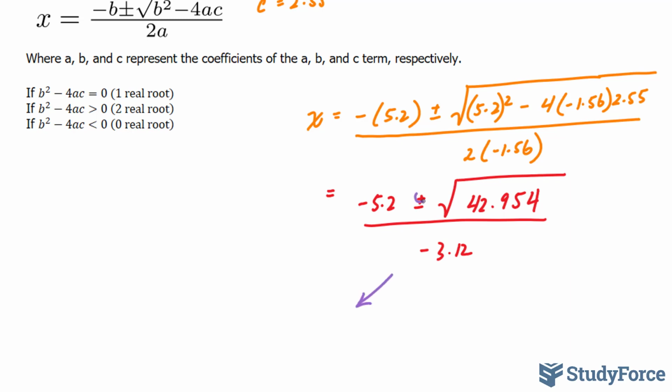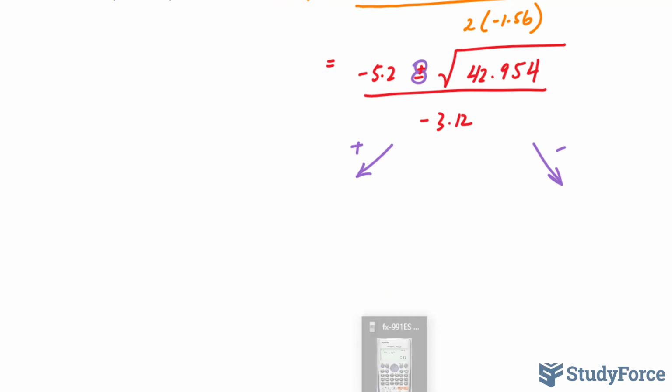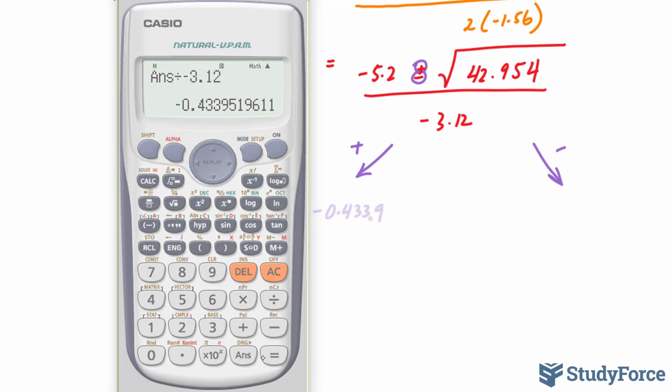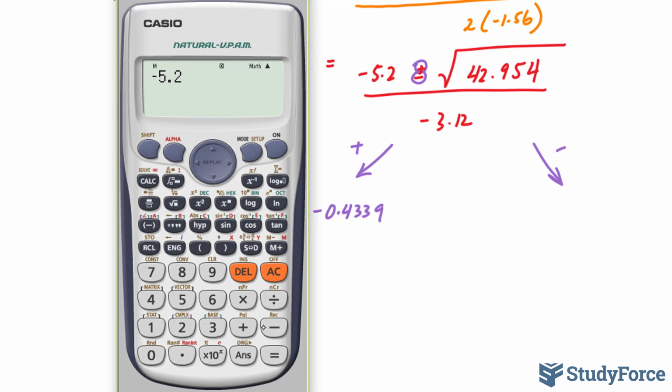Next, we have two fates. We have the positive fate and we have the negative fate. Here's what I mean. If you take the positive fate, you end up with negative 5.2 plus, I'm choosing plus, the square root of 42.954 divided by negative 3.12. This gives us negative 0.4339.